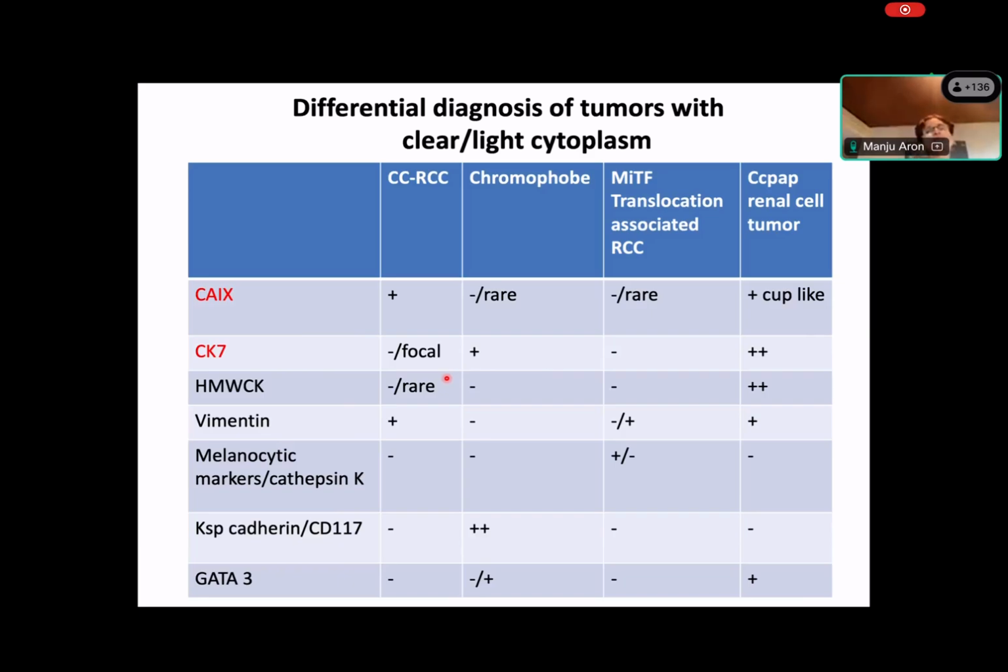So there's a whole host of immunostains that you can throw on this stain. But these are common tumors: clear cell RCC, chromophobe. Sometimes you get translocation associated RCCs which have clear cytoplasm and clear cell papillary renal cell tumor. Right? You want to throw these stains, and CA9, CK7 can be very helpful. I don't want to go through the whole list because again, everything depends.